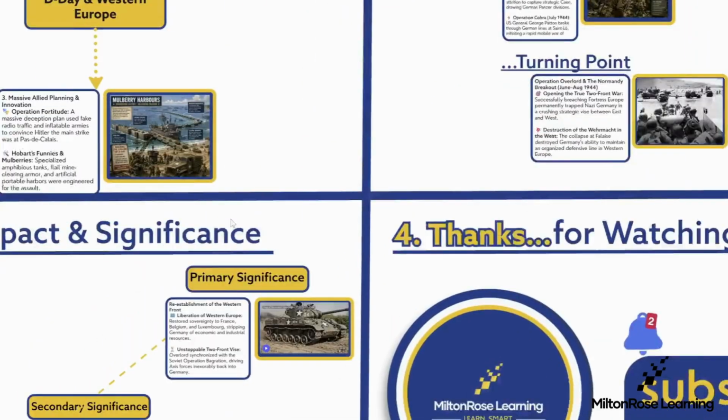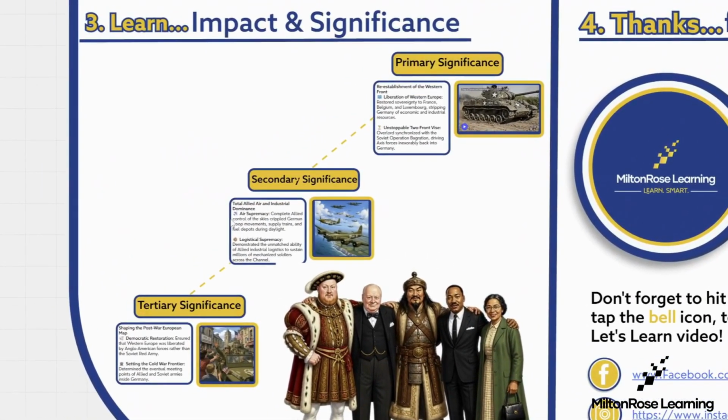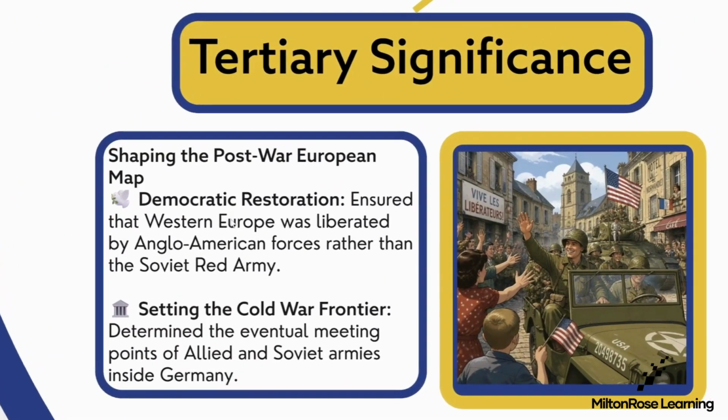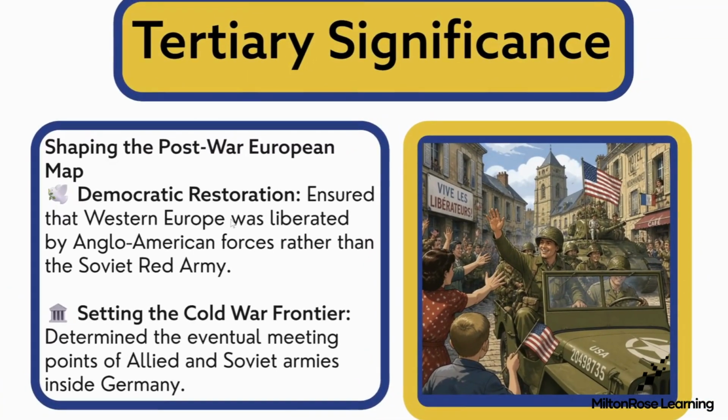Okay. So, with all that in mind, it's a bit breathless. There was a lot going on in this period. But what was the impact and significance of the D-Day invasions and the breakout through Normandy? Well, in terms of tertiary significance for me, so they're not quite as significant events, I think it shaped the post-war European map. So there was a democratic restoration in Western Europe. It ensured that Western Europe was liberated by Anglo-American forces rather than the Soviet Red Army, because if they'd got to Western Europe, history would have been very, very different.